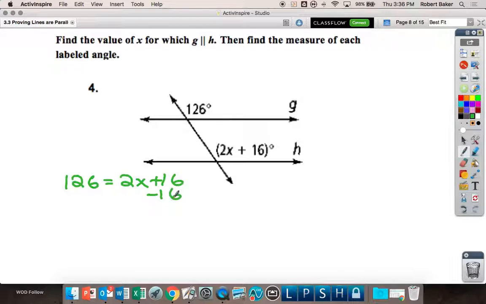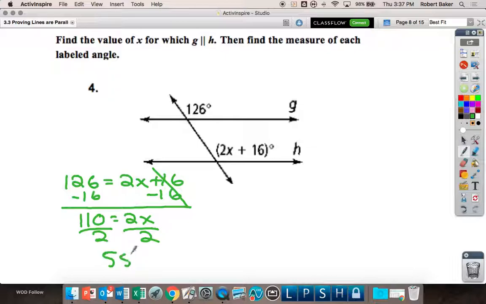Subtract 16 from both sides. Divide both sides by 2. x equals 55. So, when x is 55, line G is parallel to line H.